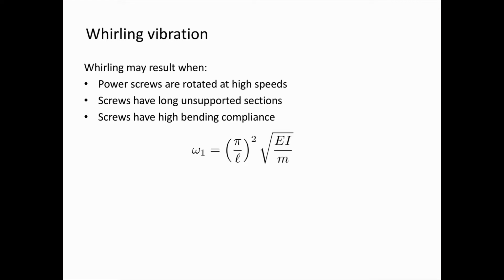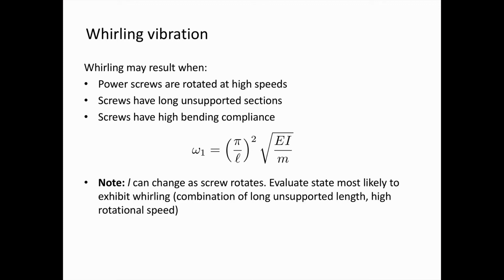This is the simplified formula for the first critical speed for whirling vibration of a simply supported shaft with a constant diameter and no additional components on it. As with the buckling analysis, it's important to note that the unsupported length L changes as the screw rotates.